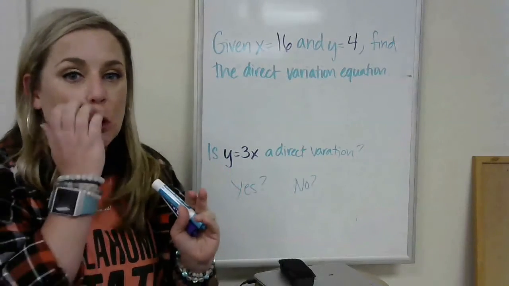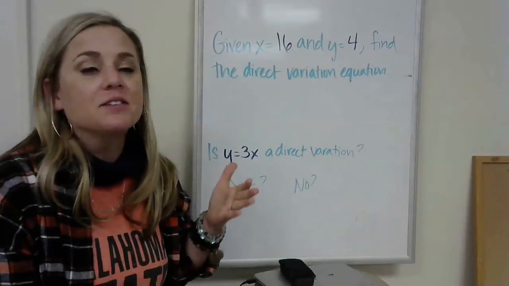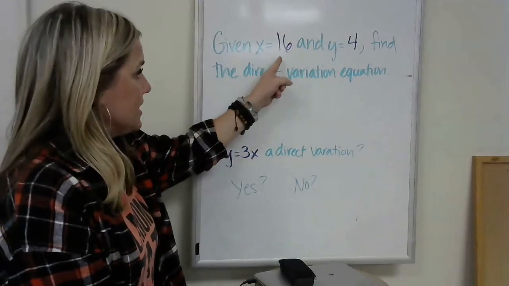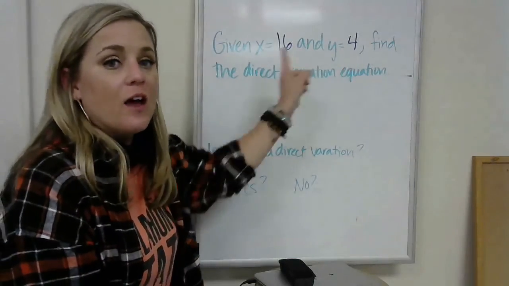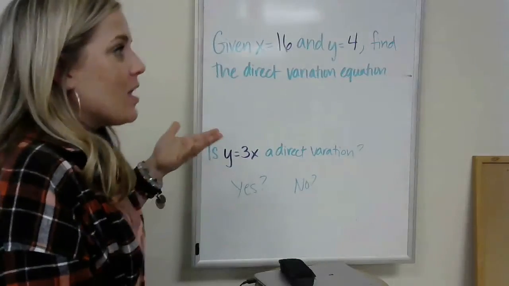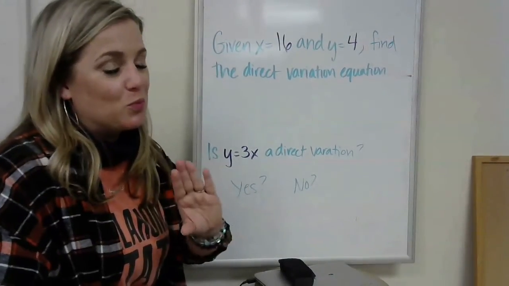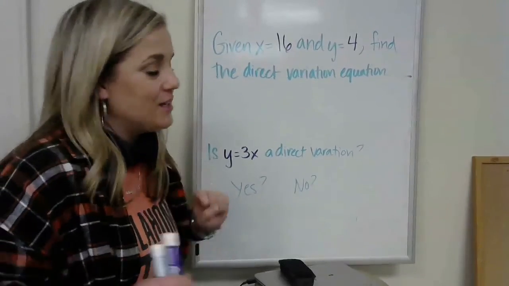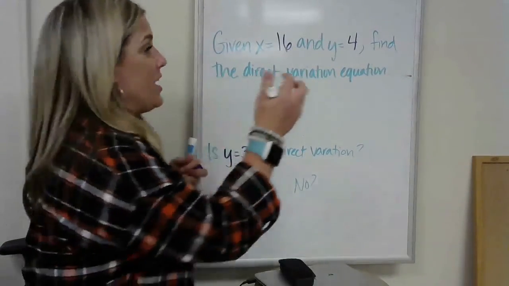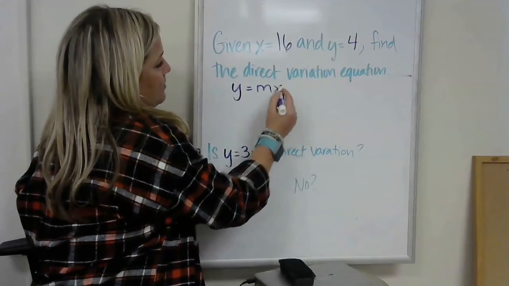All right, so you may get questions like this on your assignment in just a second. So it will say, given x equals 16 and y equals 4, find the direct variation equation. So I called it slope-intercept form, but it's really not because we're not adding the plus b yet. So this right here is considered direct variation. y equals m times x.